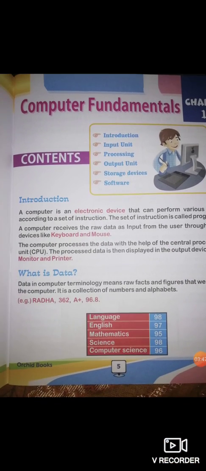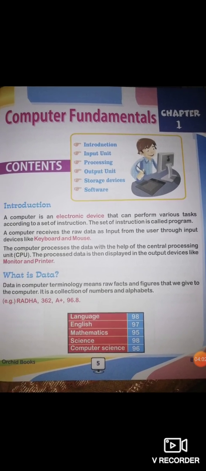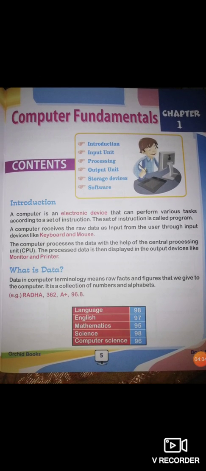So first thing, what is a computer? As I told you, a computer is an electronic device that can perform various tasks according to a set of instructions. The set of instructions is called a program. Okay, so for example, if you want to instruct the computer to add two numbers, 2 and 3. Okay, what is 2 plus 3? 5. Okay, so we are instructing the computer to do some calculations. That set of instructions is called a program.